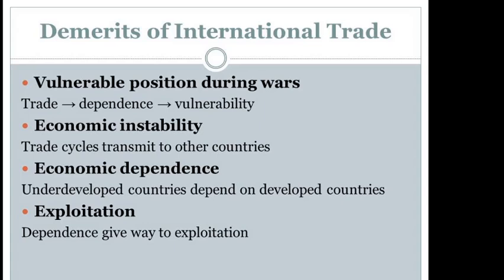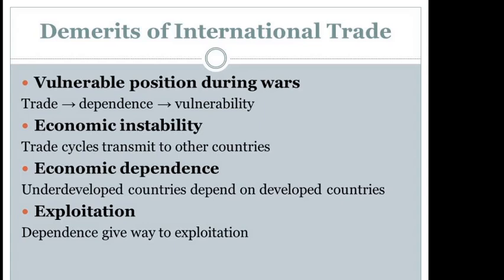The thing is that international trade provides a platform for these trade cycles to get transmitted to other economies. So there is a possibility for these phases which are present in one country being transmitted to other countries of the world.